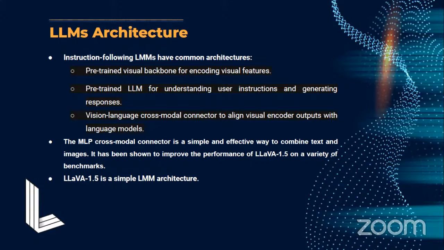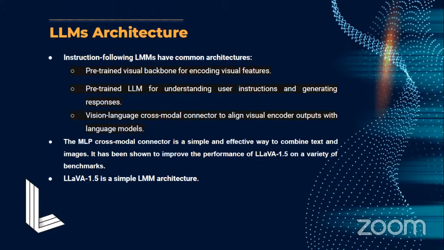And the second common component is a pre-trained LLM for understanding user instruction and generating responses. The main function of this part of the architecture is that it is responsible for understanding user instruction presented in natural language and generating an appropriate response. Its role is to contribute to the model's ability to comprehend and respond to textual instruction.